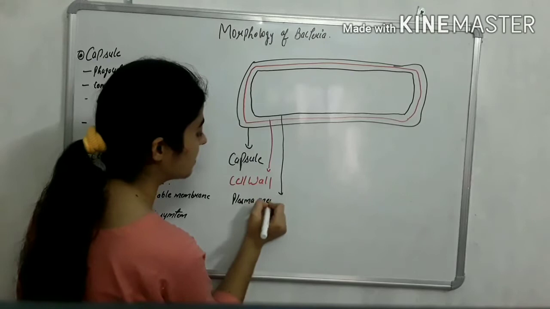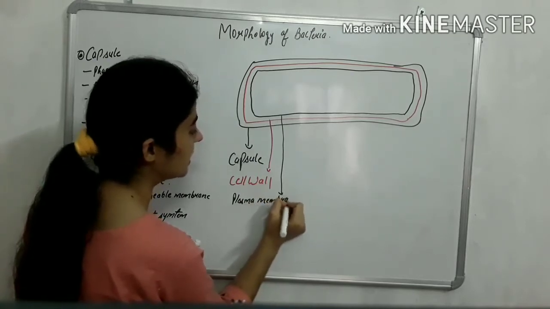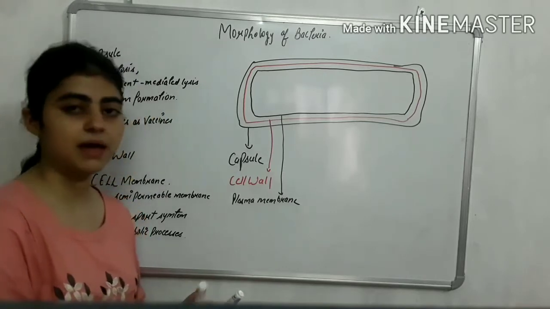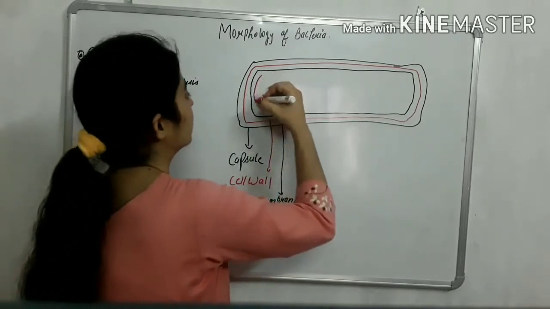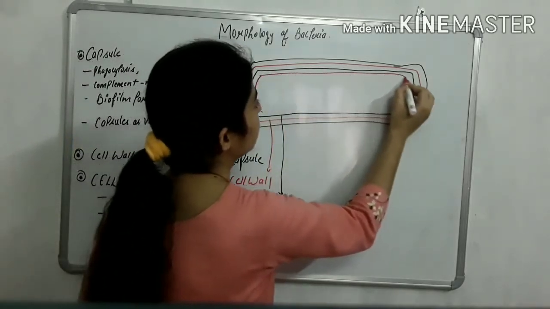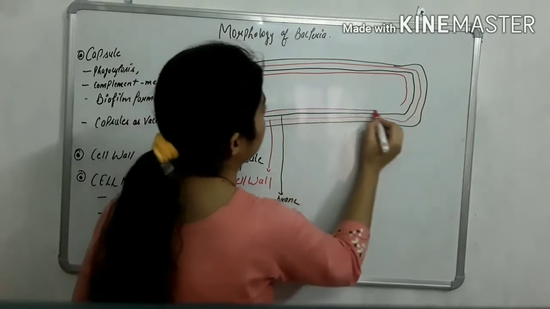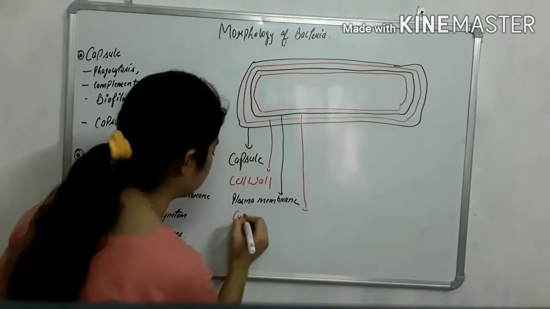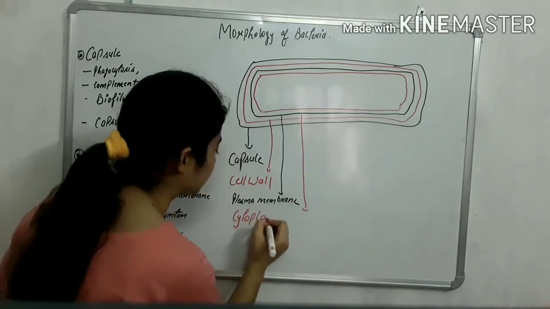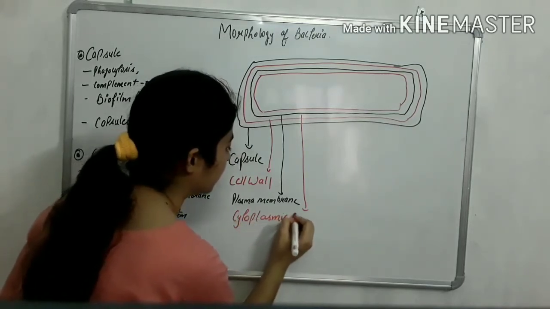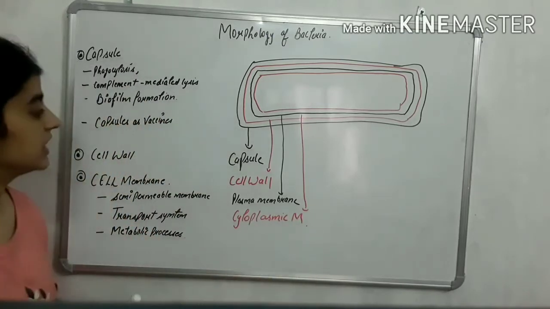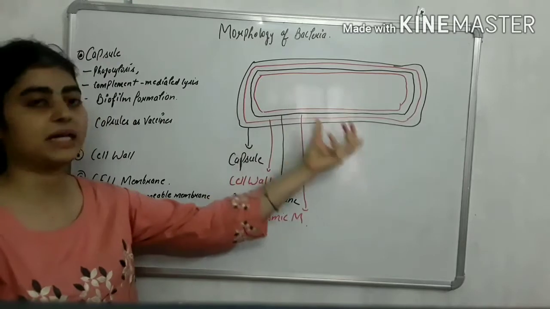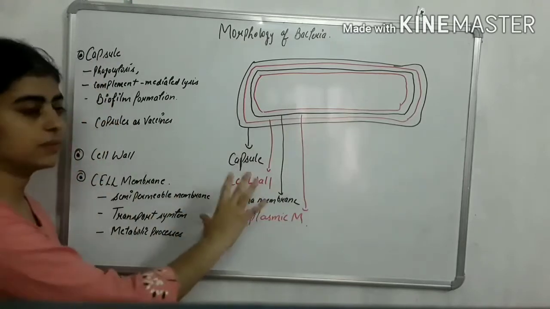Next to the plasma membrane, what is present? Next to the plasma membrane, we have the cytoplasmic membrane. Now these are the four layers that contribute to the structure of the bacterial cell. Now we will look at them one by one.